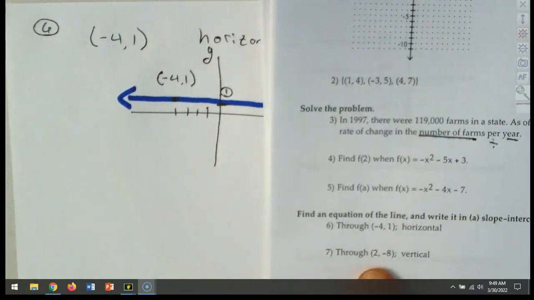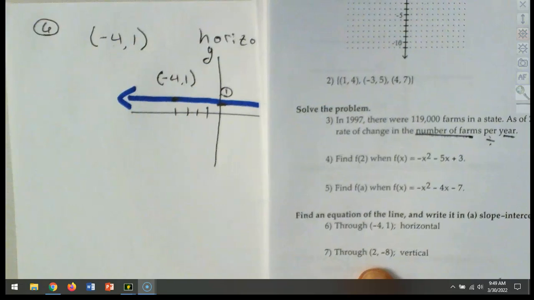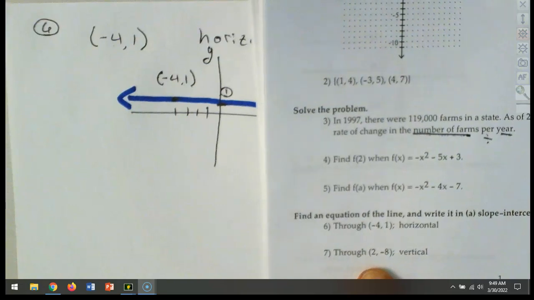Okay. Question 7. What is this one? This one is a vertical line, right? Vertical lines are x lines. What's the x component of this ordered pair? 2. So what would this one be? This one in standard form would be x equals 2, and you can't write it in slope-intercept because it doesn't have a y. So all you would need to write is simply x equals 2.